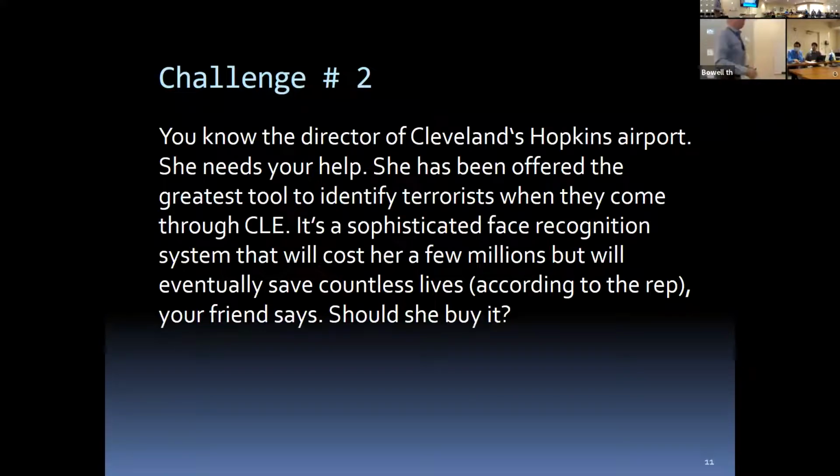Here's your chart. You know the director of the Cleveland Hopkins airport. She needs your help. She's been offered the greatest tool to identify terrorists, a complex, sophisticated face recognition system. I'm actually not making this up, Cleveland was one of them. It will cost a few million, but eventually save countless lives. So she's your neighbor.